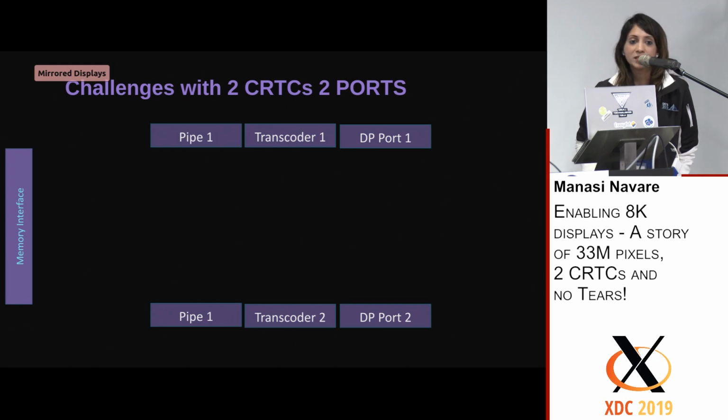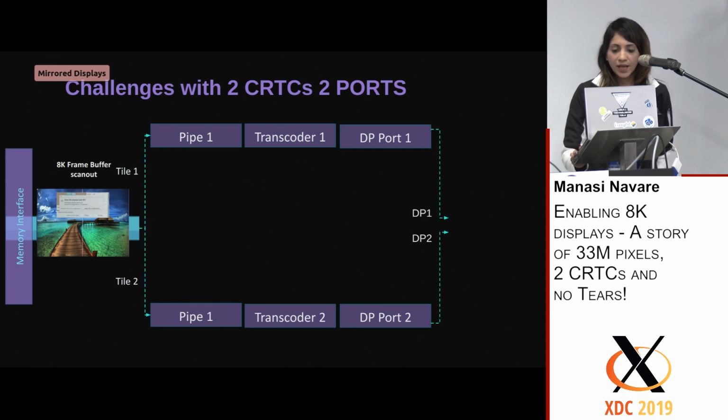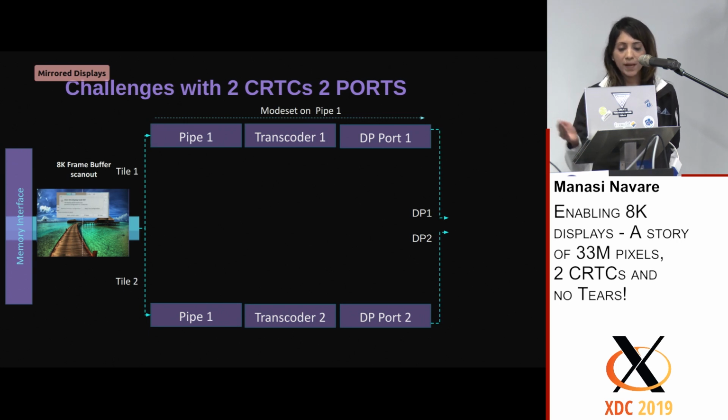But what are the challenges here with the two ports? So you have the 8K frame, and then it gets split into two tiles, and then it gets connected across two DisplayPort cables to give the final output. But then the mode sets actually happen sequentially. So you do a mode set on pipe 1, and then you do a mode set on pipe 2.